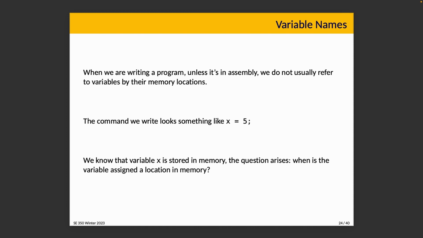And in fact, when we're writing a program, unless you're writing it in assembly, which quite honestly I think we rarely do right now, we don't usually refer to memory addresses or memory locations when we mean a variable. We give them names, right? That is, x is assigned 5. That's the code that you would write in your C program or similar. So if we know that a variable x is stored in memory, the question arises: when is that variable assigned a location?